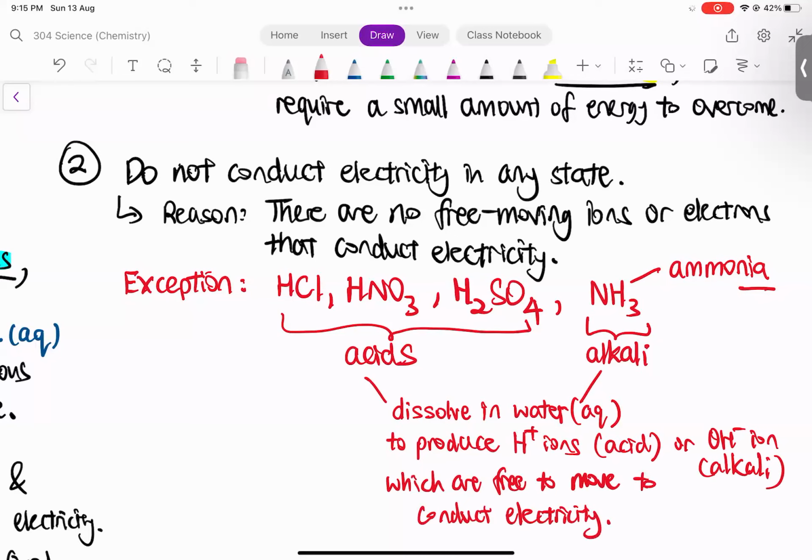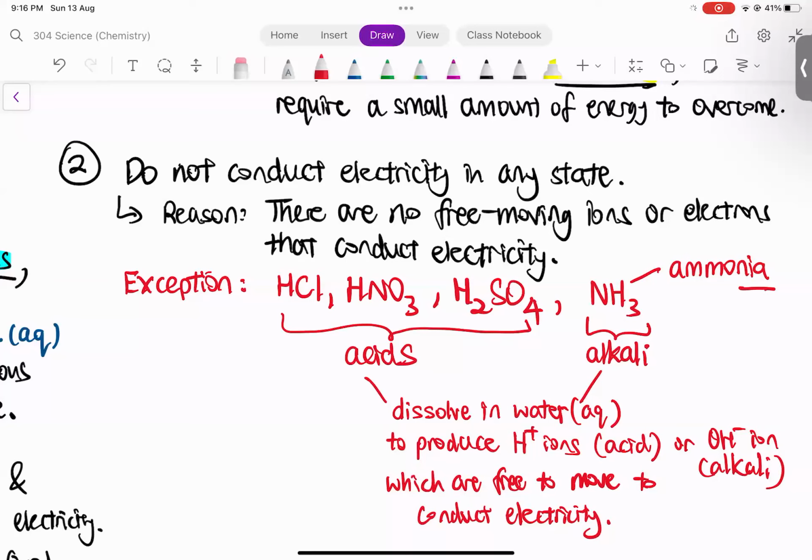So these are the exceptions to the property that we have listed. Most covalent molecules do not conduct electricity at all. However, let's take note that acids and alkalis, if they dissolve in water, actually produce ions, which can move freely to conduct electricity.